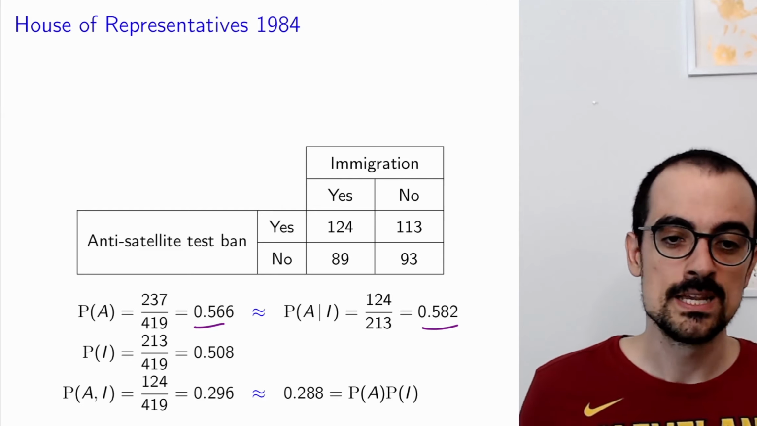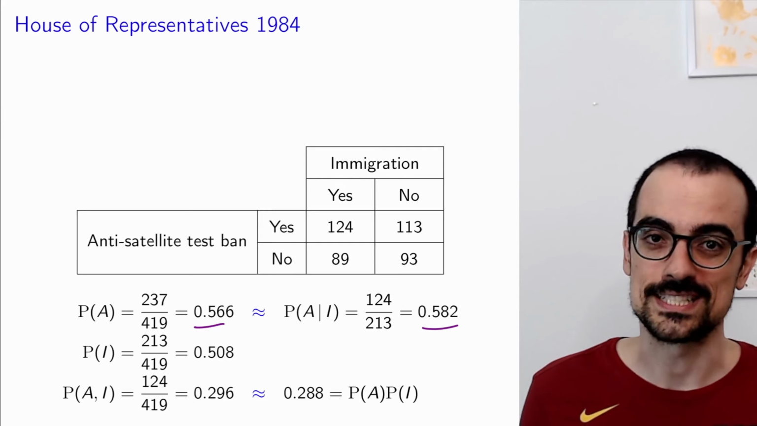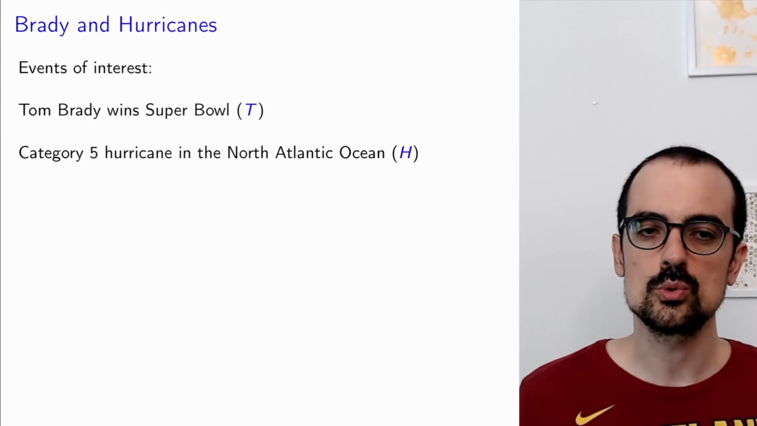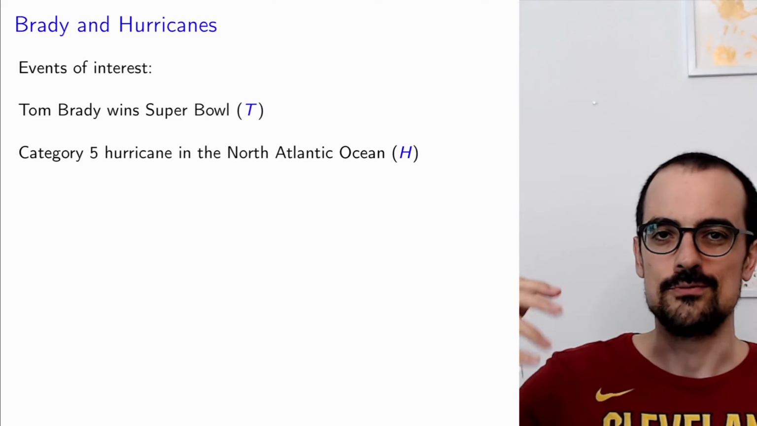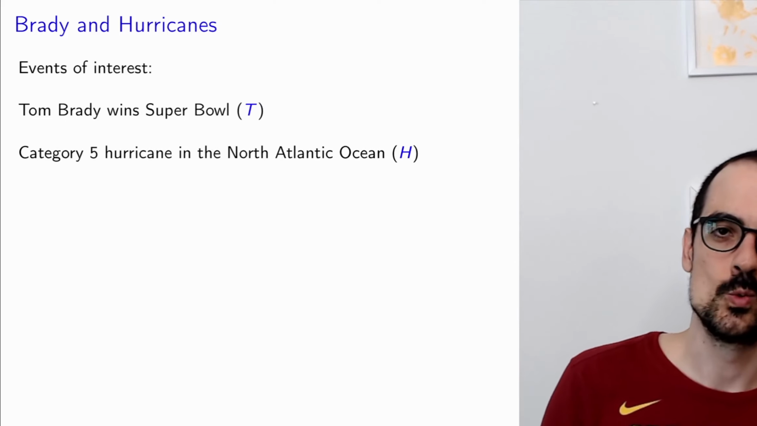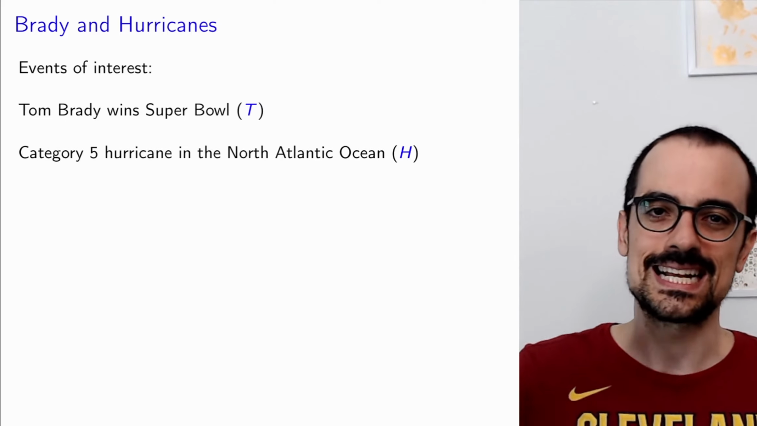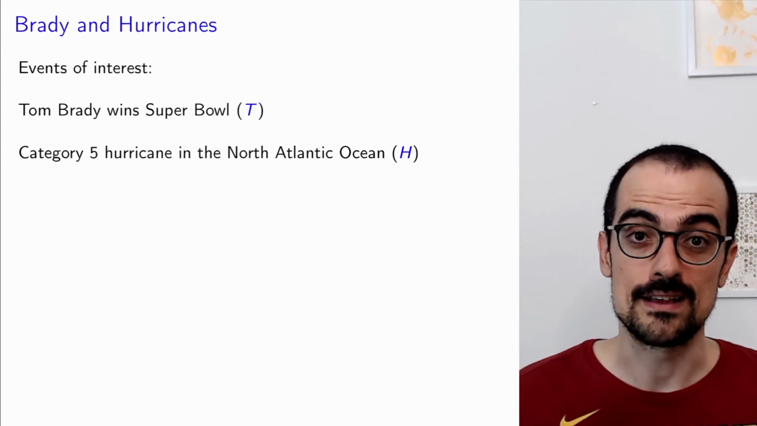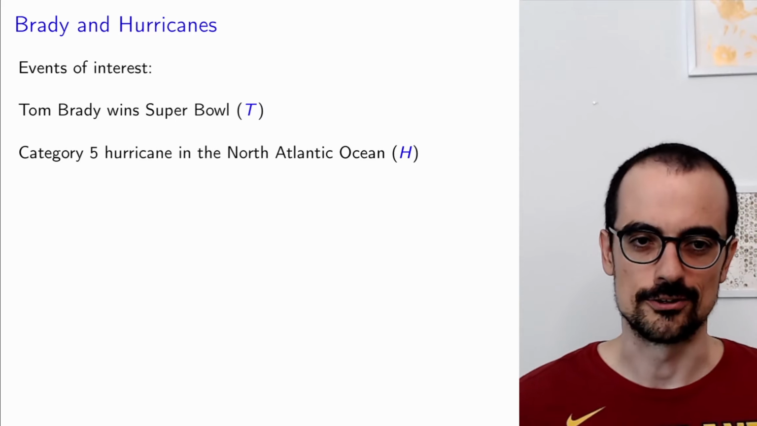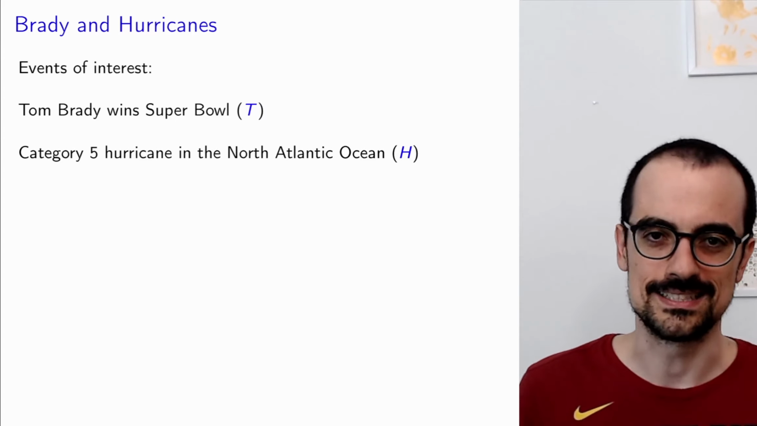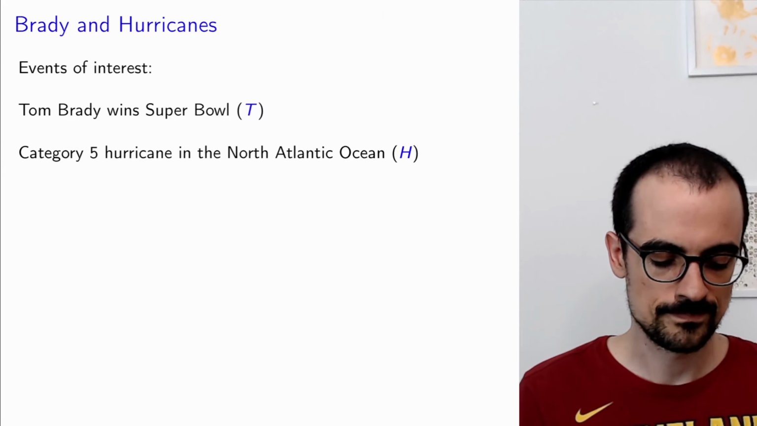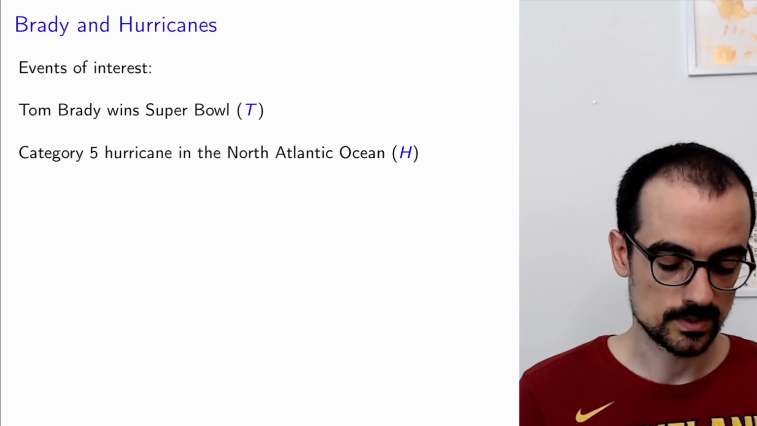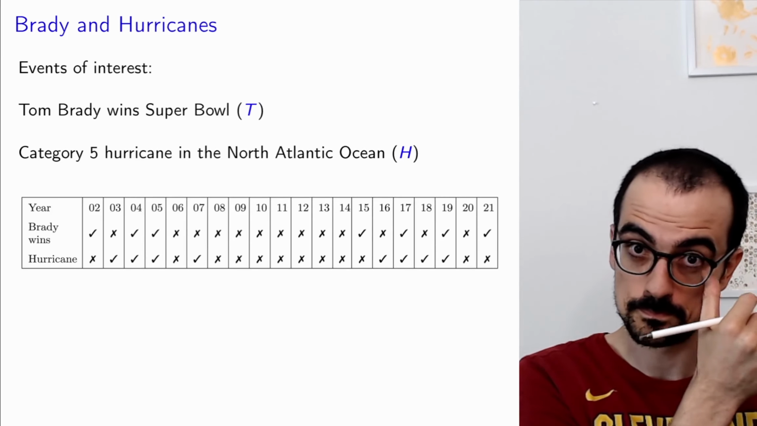In order to illustrate further this challenge brought about by the fact that empirical probabilities are always just approximate, let's take a look at another example. We're going to study the relationship between Tom Brady winning the Super Bowl and there being a Category 5 hurricane in the North Atlantic Ocean. Category 5 hurricanes are the maximum category, so they're devastating natural disasters. So let's take a look at the data. So I have 20 years of data.